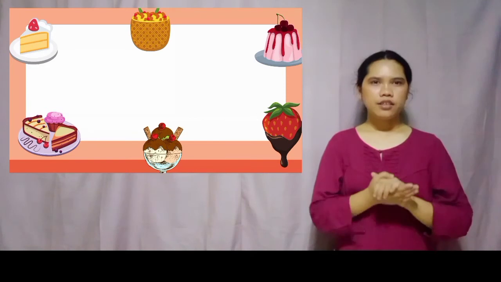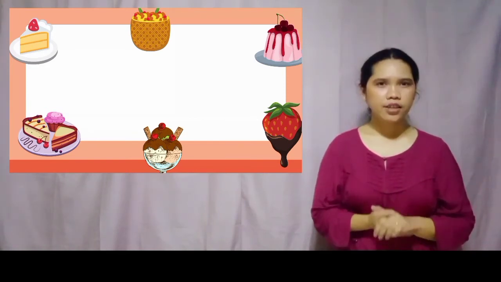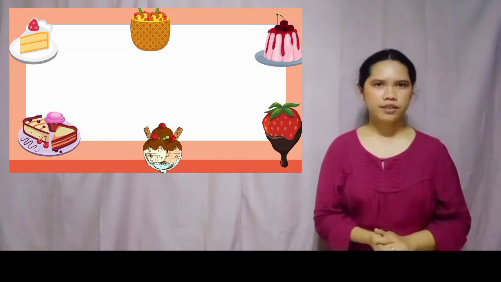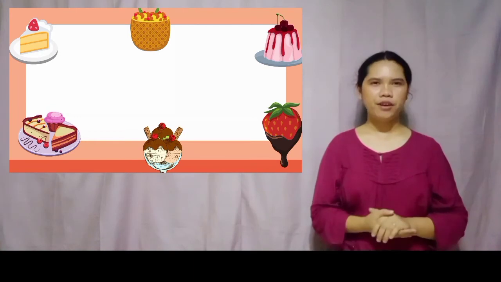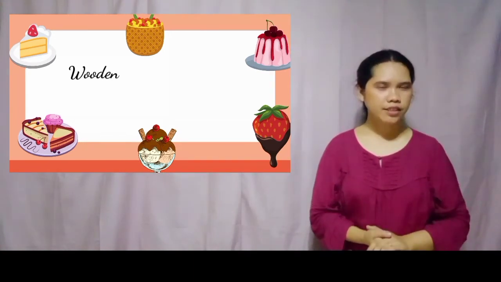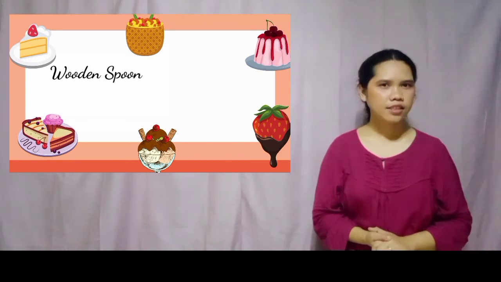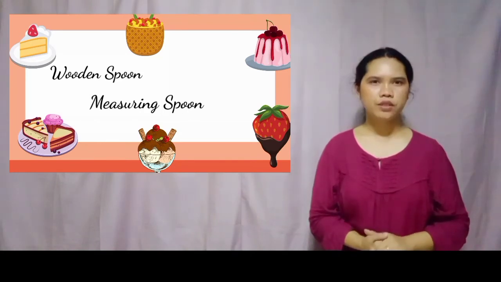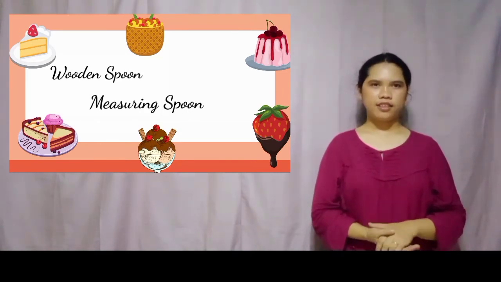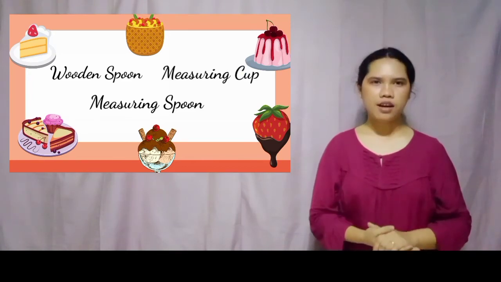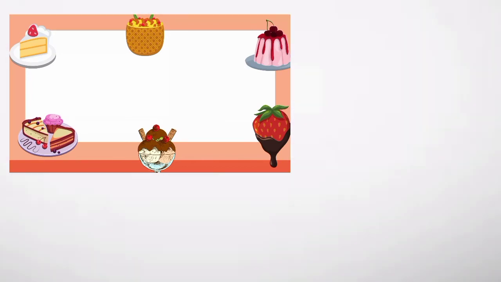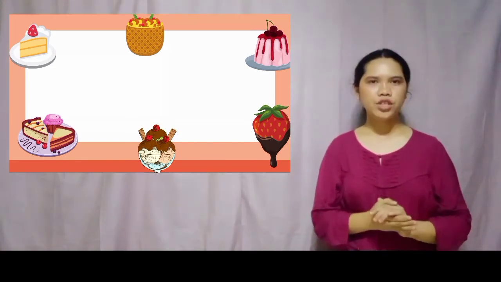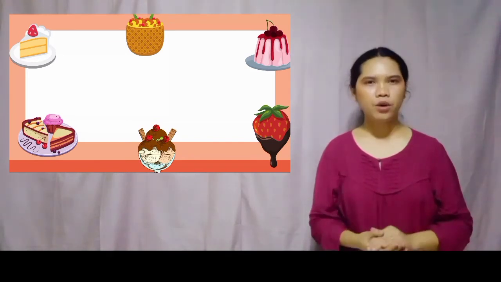Okay. Any other hand? Okay, Russell, can you give 3 tools used in preparing panna cotta? Okay, very good. Wooden spoon. Next. Okay, the measuring spoon. What else? Okay, the measuring cup. Very good. That you know the tools and equipments and the ingredients used in preparing the mango panna cotta.